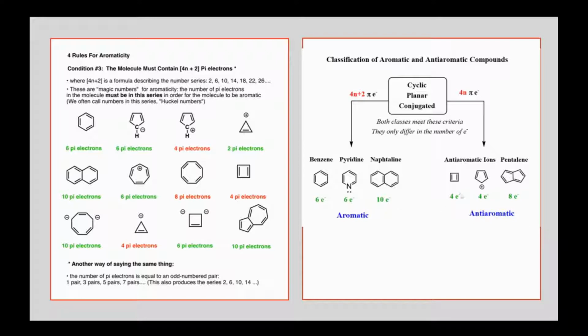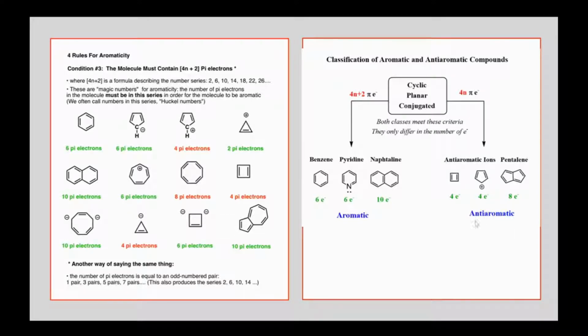So if you look at benzene, pyridine, and naphthalene, they are all cyclic, they are all planar, they are all conjugated, and they obey Huckel's rule. They all contain Huckel numbers, that is 6 or 10. That's why they are aromatic. If you look at these three compounds, which are cyclic, planar, and conjugated, why are they not aromatic? Because they do not obey Huckel's rule, hence they are called anti-aromatic.